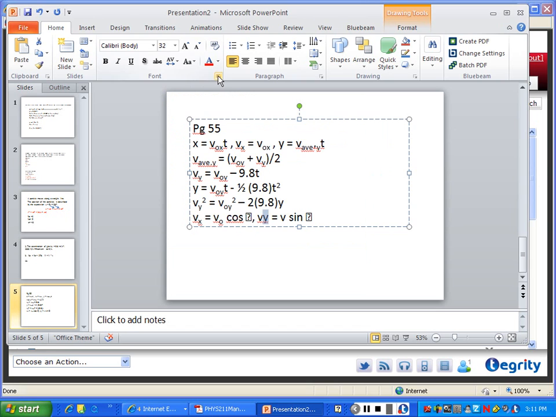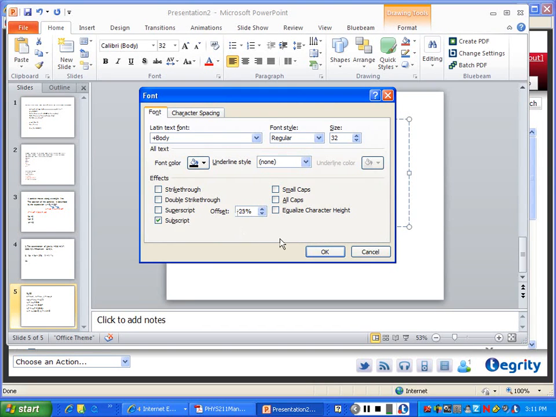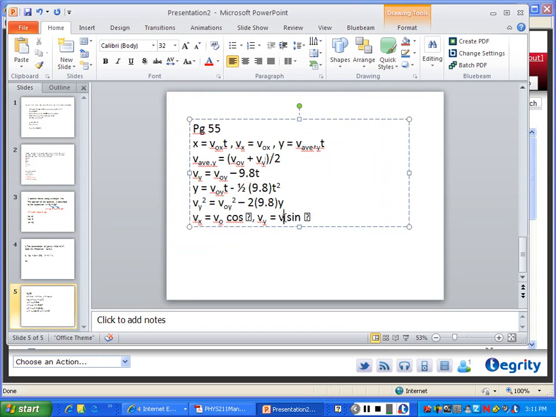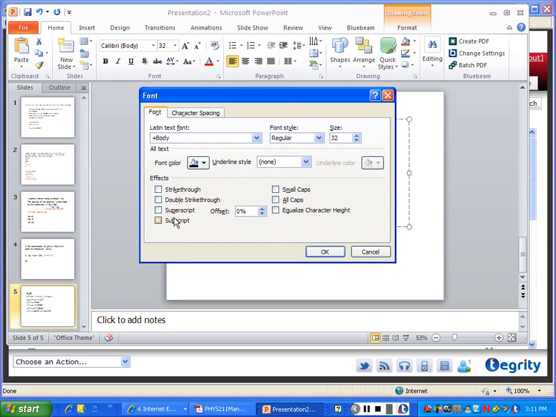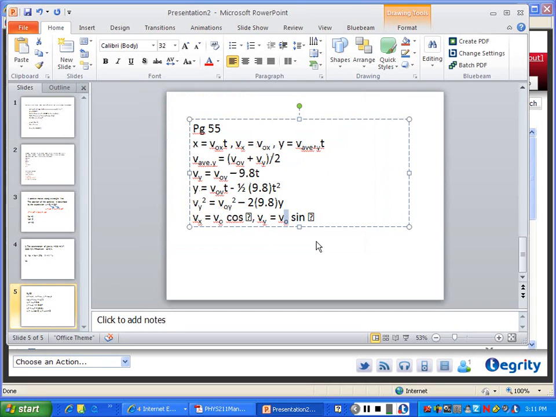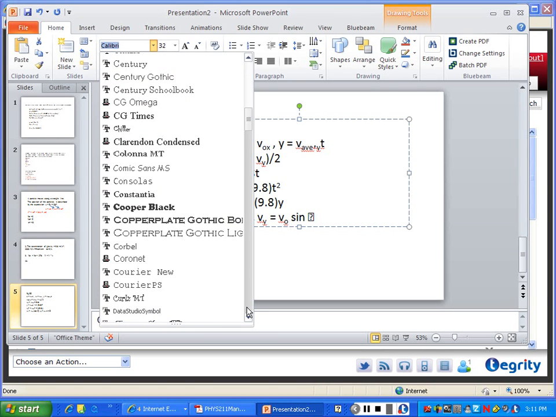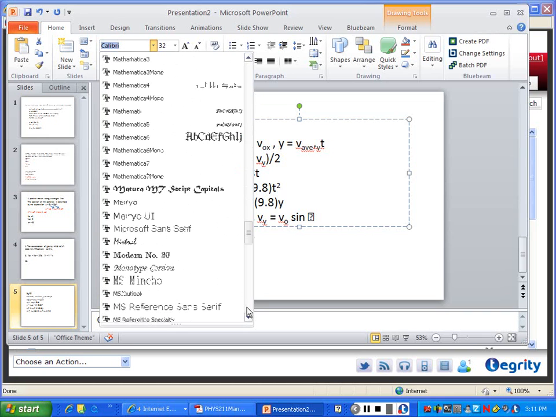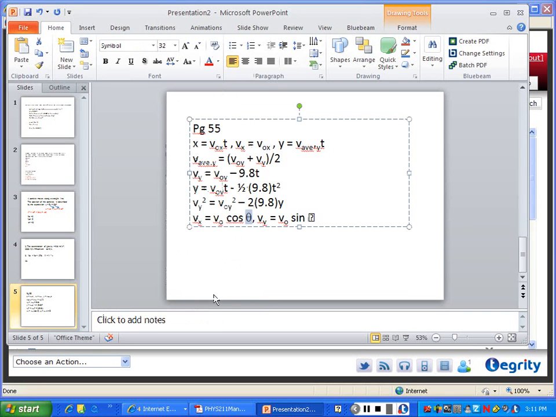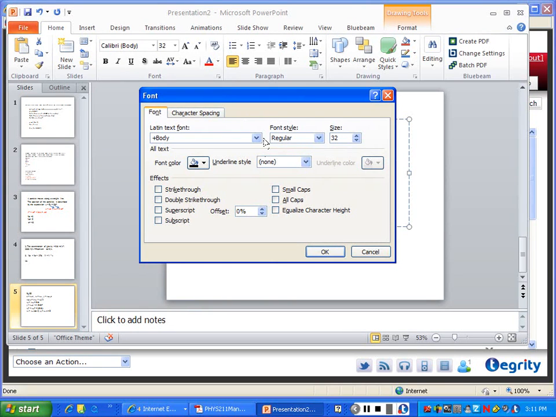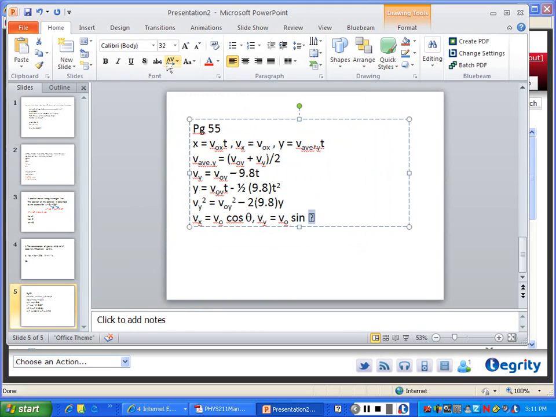And of course, I'm trying to put a symbol in here that is the theta for the angle, and the program doesn't like that. Let's see if we can change that font to theta. There we go. Okay.